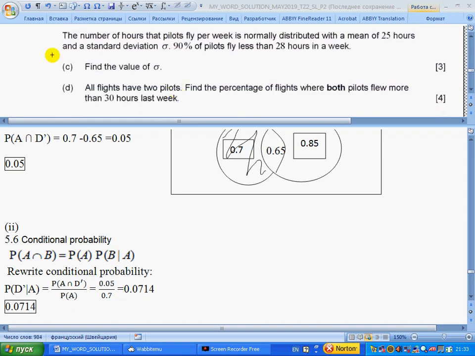The number of hours that pilots fly per week is normally distributed with a mean of 25 hours and standard deviation sigma. 90% of pilots fly less than 28 hours in a week. Find the value of sigma.